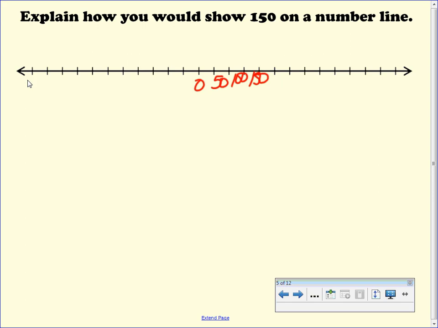So because the arrow's on the end of the number line, that shows it keeps going in both directions. So we can actually slide our numbers up and down and start our number line however we want. Okay, and that's something we're going to practice.